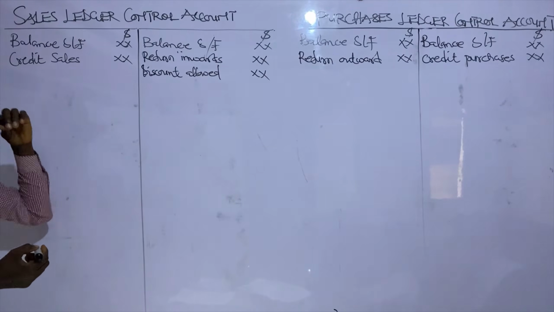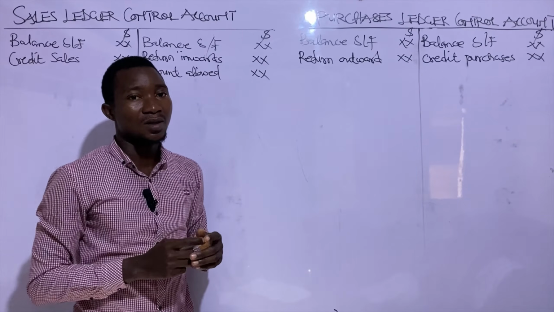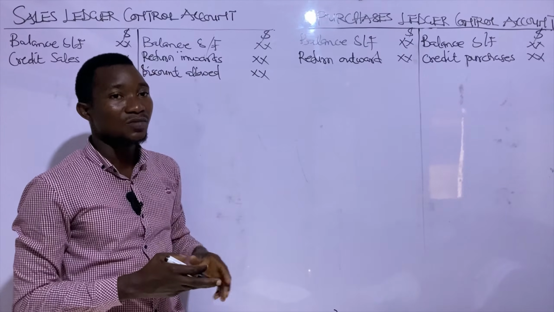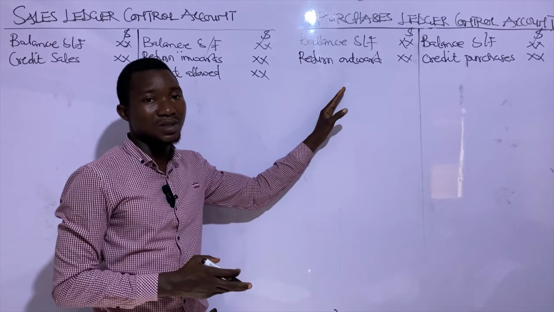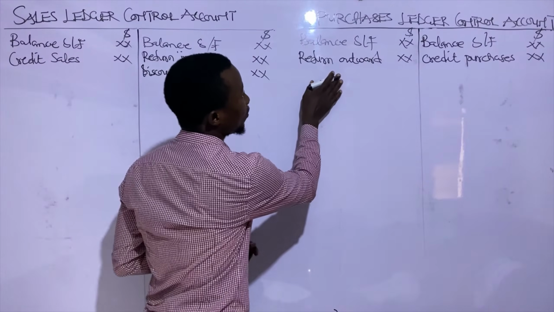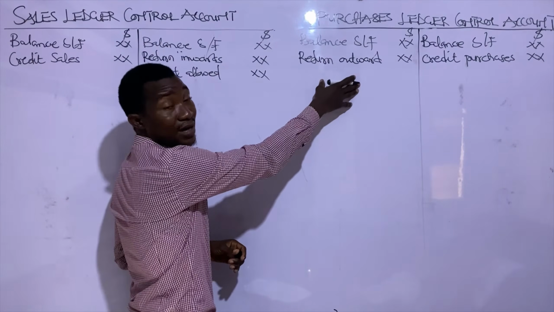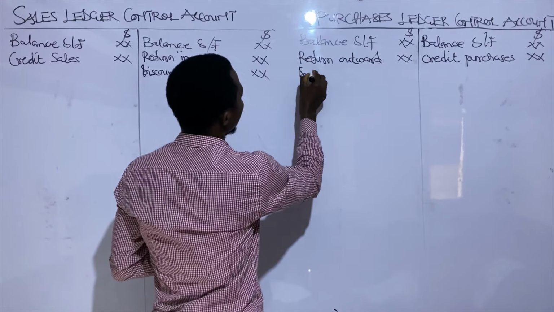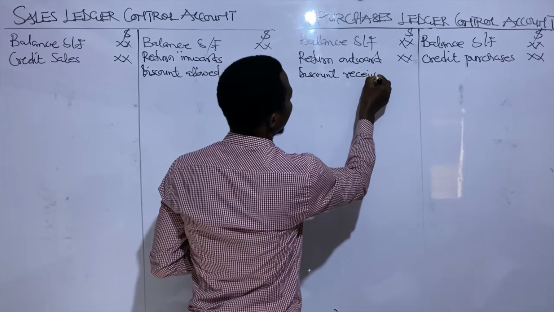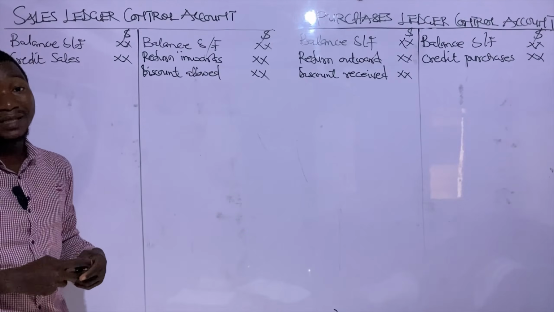Is that okay? For discount received, it is the suppliers that give businesses discount. That is discount received. When it happens this way, the double entry is that we debit the creditors account, then we credit discount received. Is that okay? So discount received will be found at the debit side of the purchases ledger because it reduces creditors balance. So we have discount received, debit entry. Is this okay?